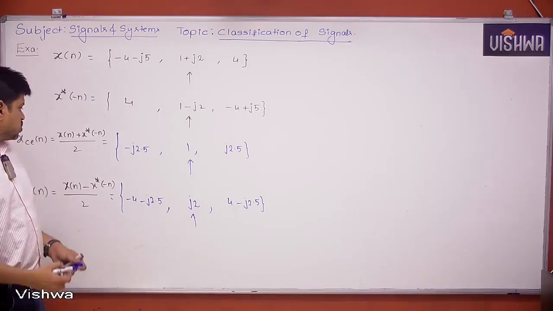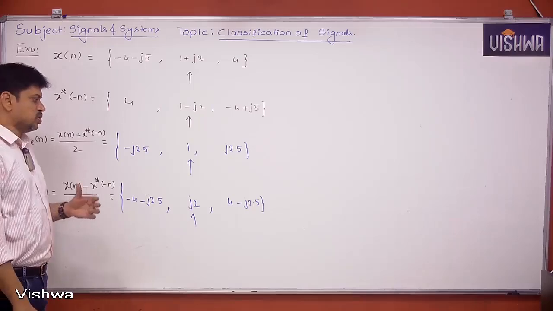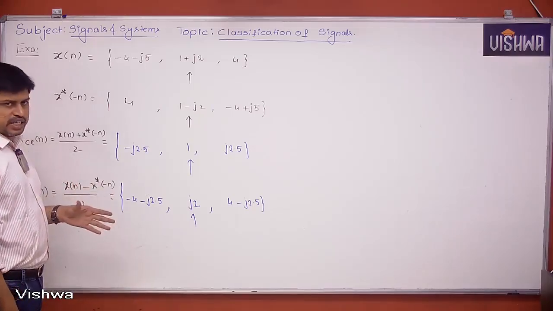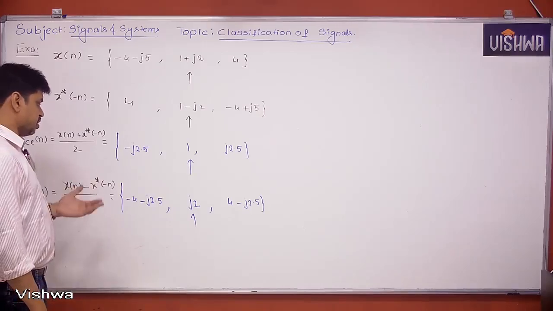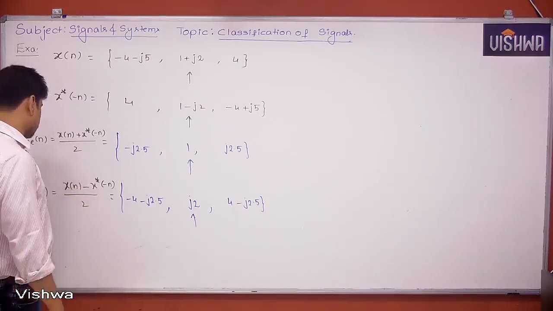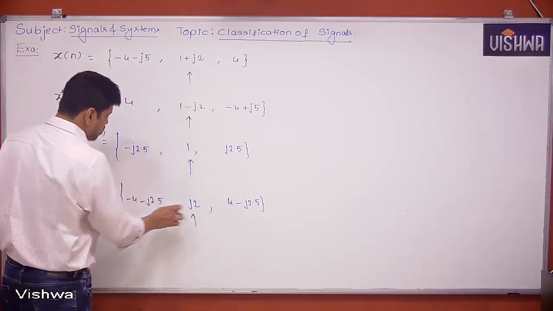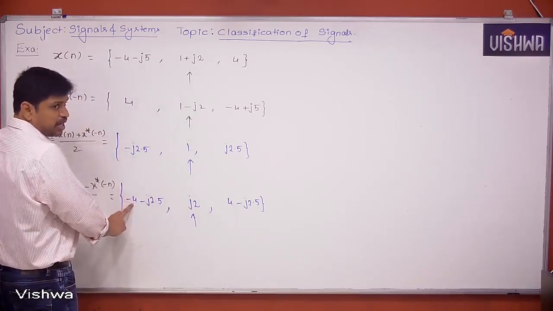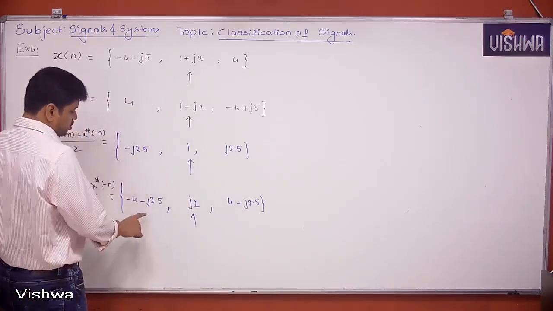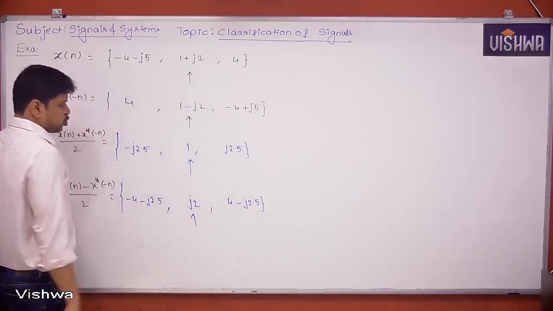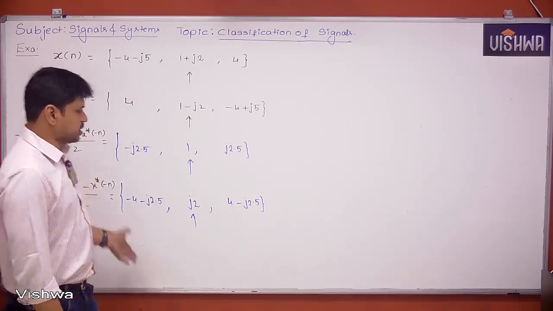Okay, so listen carefully. In the antisymmetric part, I told you real part is even, imaginary part is odd. Sorry, real part is odd, imaginary part is even. So in the antisymmetric part, check it out: minus 4 and 4, that means the real part is odd, and the imaginary part is minus 2.5, minus 2.5, so that is nothing but even. So this is what you have to calculate. Okay, take it.